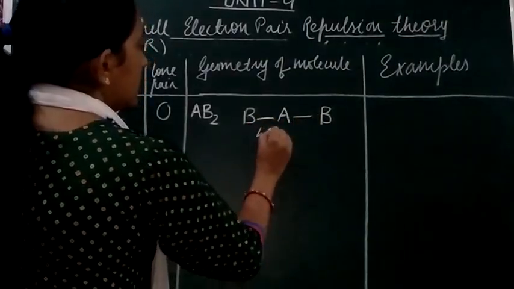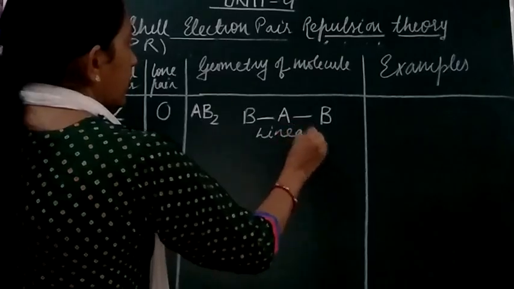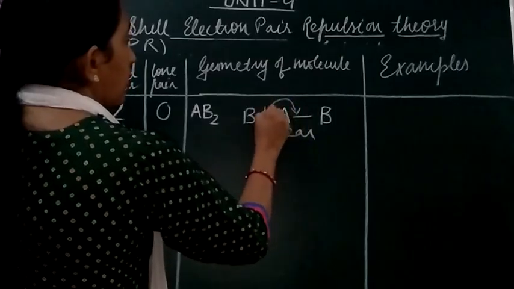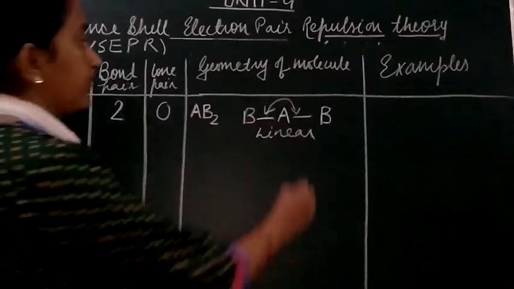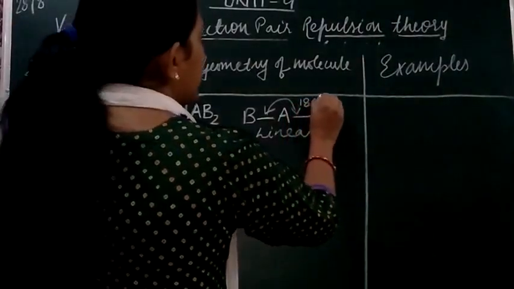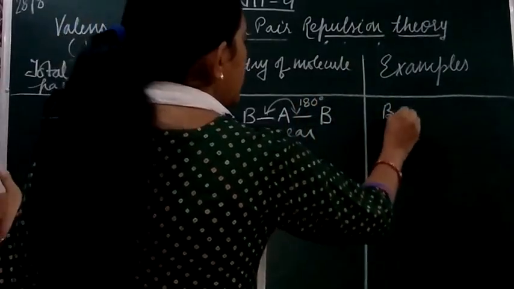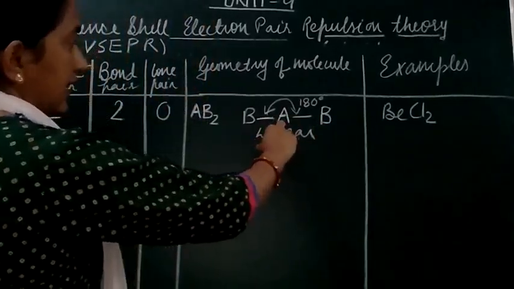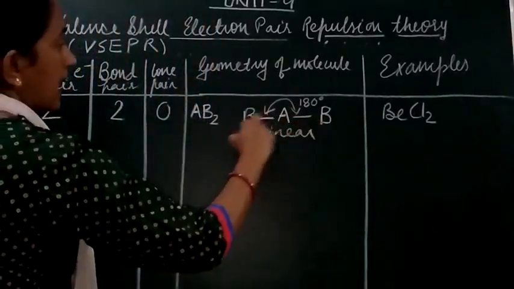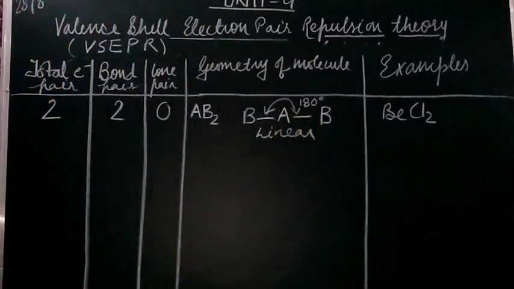is the linear shape. And here you can see that the bond angle is maximum, 180 degrees, so that they are at maximum distance apart from one another. An example is beryllium chloride, BeCl2, where beryllium is at the center and the two chlorine atoms are at the terminals.